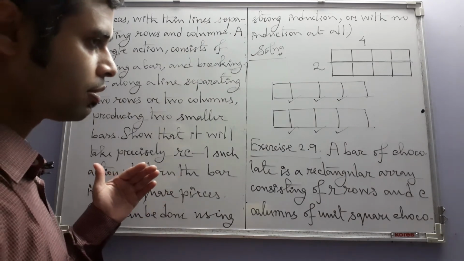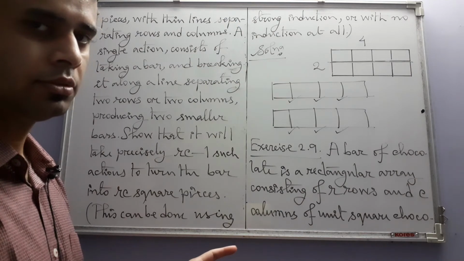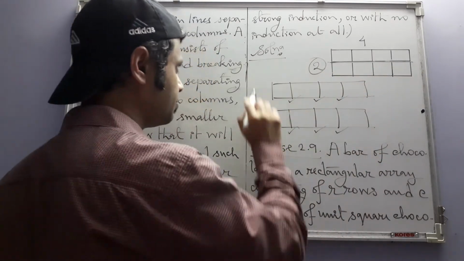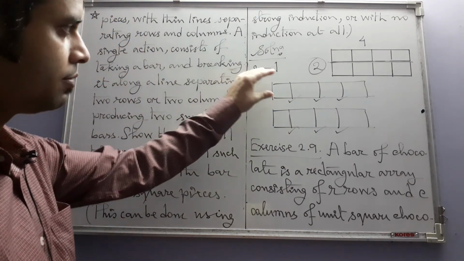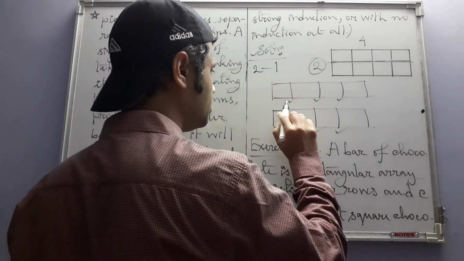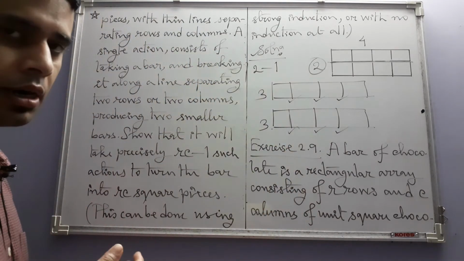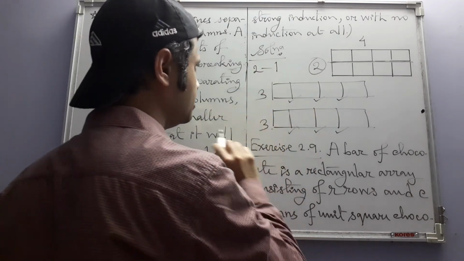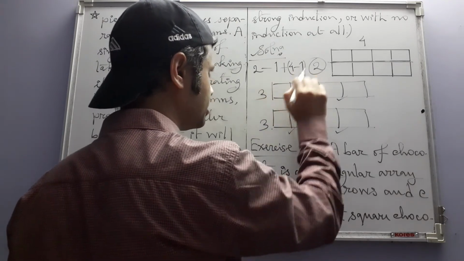So the number of horizontal breaks is 1 less than the number of rows. 2 rows are there, so that means in between them there is one line. So 2 minus 1 breaks. First of all gives us these 2 bars, and then here you need 3 breaks, here also you need 3 breaks. So the number of breaks along the lines parallel to the columns is the number of columns minus 1, that is 3.